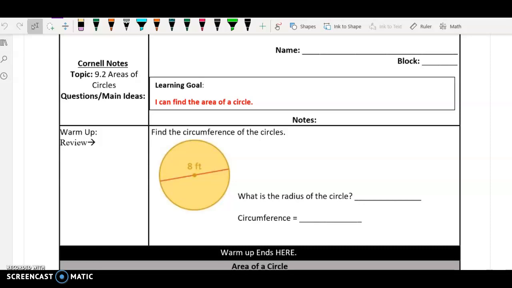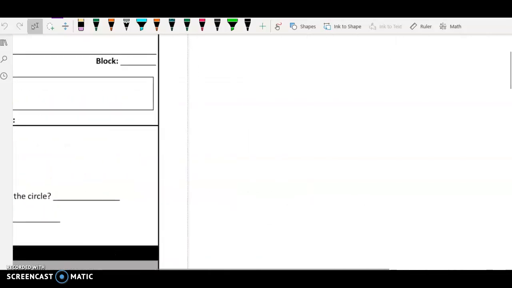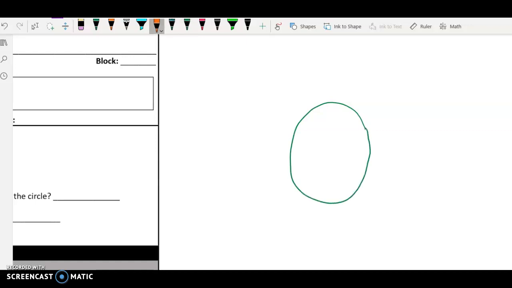Okay, so last class we did circumference, and circumference was if I had a circle and I was right here and I wanted to walk all the way around this circle and not cut through the middle, how far would I have to go around? So it's the distance around a circle.